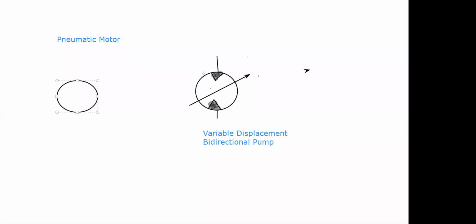Okay, now we are going to draw this fixed displacement unidirectional pneumatic motor. At that time, we are not going to fill this triangle because this is a pneumatic motor and handling air only.